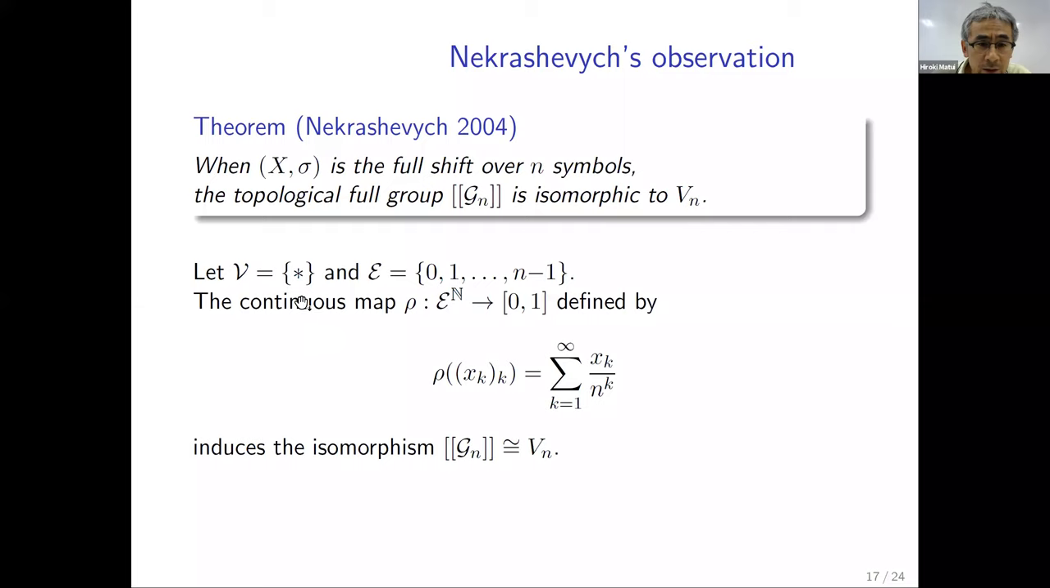So let V be the single vertex set and E be an edge set like this. I define a continuous map rho from this one-sided space to this interval like this. So it's a continuous map, not a homeomorphism, but it's almost a homeomorphism. And yes, actually this induces an isomorphism between the topological full group here and the Higman-Thompson group here.